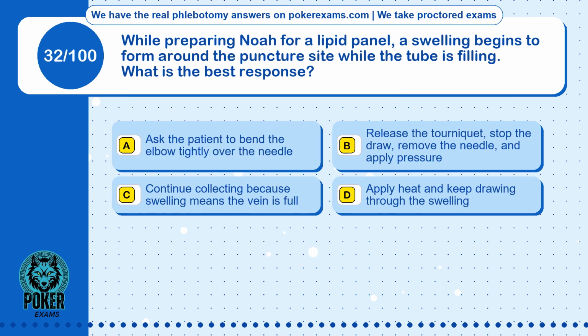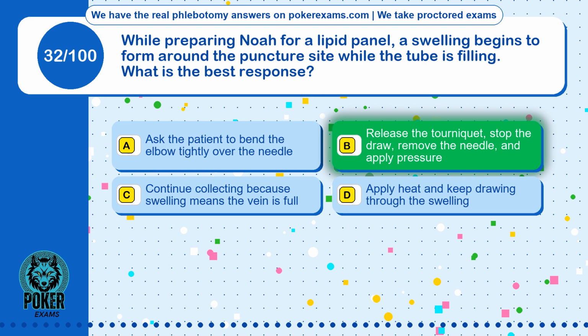Question 32. While preparing NHA for a lipid panel, a swelling begins to form around the puncture site while the tube is filling. What is the best response? Option A. Ask the patient to bend the elbow tightly over the needle. Option B. Release the tourniquet, stop the draw, remove the needle, and apply pressure. Option C. Continue collecting because swelling means the vein is full. Option D. Apply heat and keep drawing through the swelling.